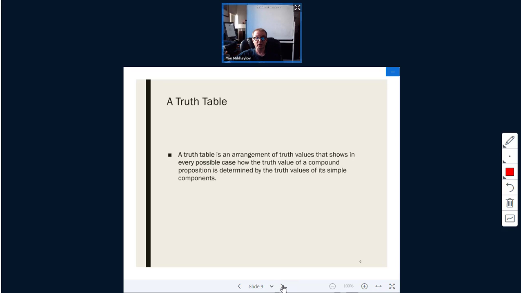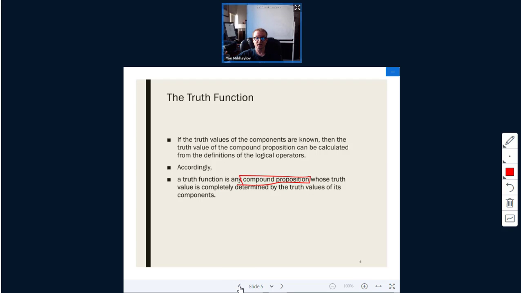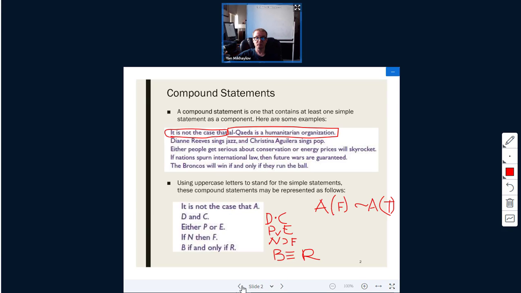Okay, what is a truth table? A truth table is simply all the possible cases, every possible case which a proposition can take. Let's go back here again and take a look at this example. Now, instead of A and not A, we can use P and not P.